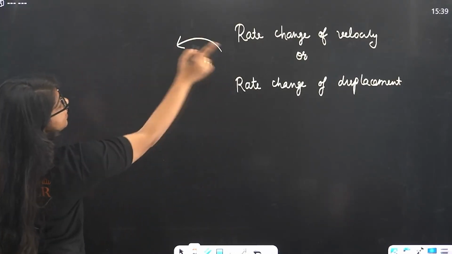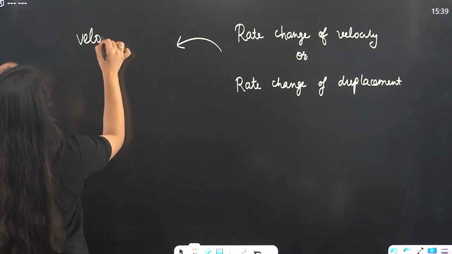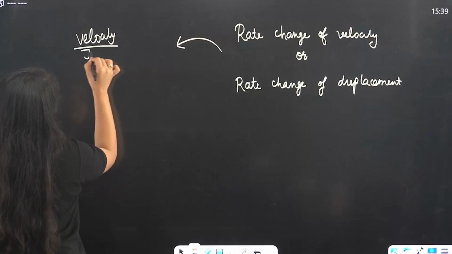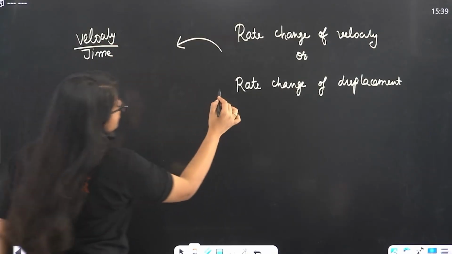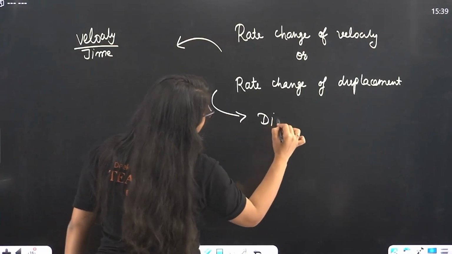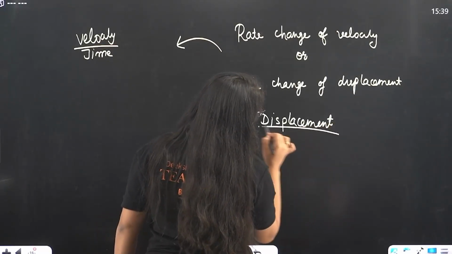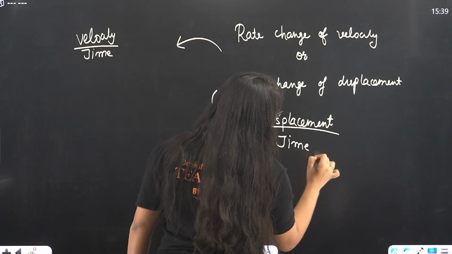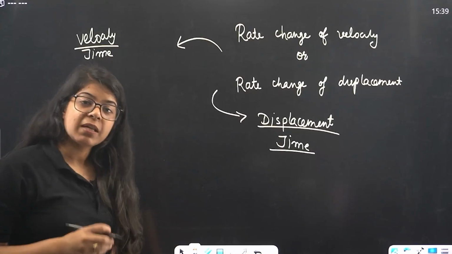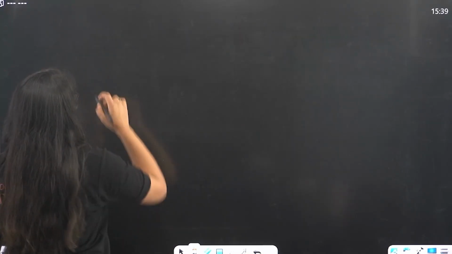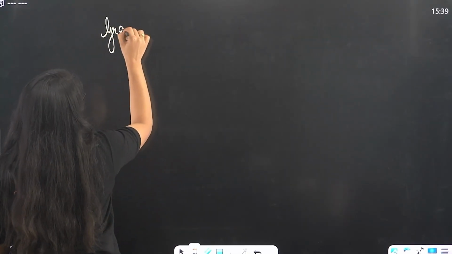That means this is velocity per unit time, right? This is displacement per unit time. These things are clear, right? Now similarly beta, we have one new word, that is your gradient.